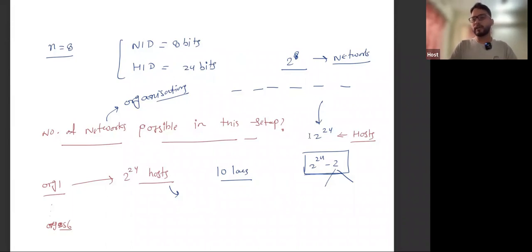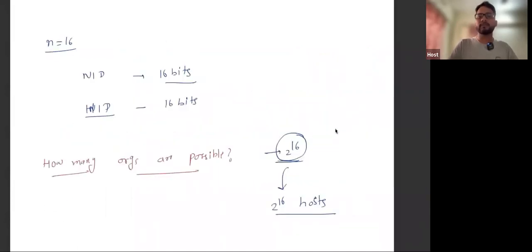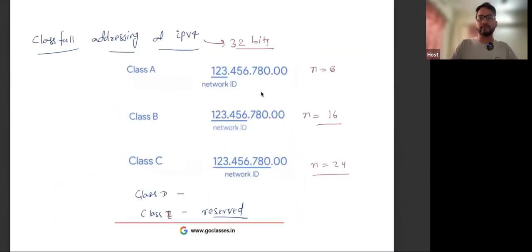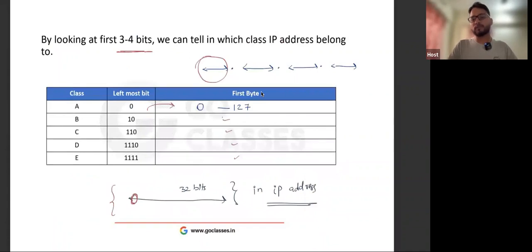Theoretically, these many hosts are possible, but we need 2 addresses for the network address and the broadcast address. So that's why I'm removing 2. Maybe it will be more clear in the next slides. Currently I'm saying 2 power 24 hosts are possible. Similarly, if the network ID is 16 bits and the host ID is also 16 bits, then 2 power 16 hosts and 2 power 16 networks are possible. So now let's move to classful addressing.